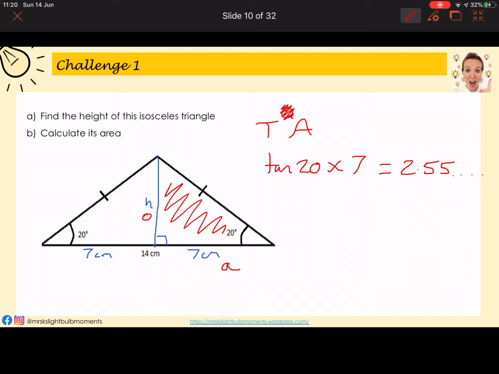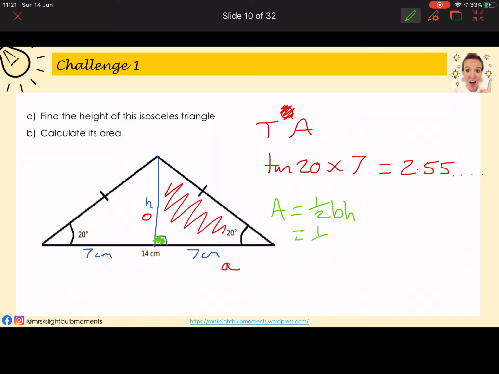Now we found the height, so we've done part A. Part B, I'm just going to change my colour here so you can see, we've got to calculate the area. Now area of a triangle equals half base times height. We can do this as long as we've got the perpendicular height, so it's important to have that right angle there. Otherwise you'd have to use the sine rule for area, okay, and do it that way. But we've got enough information to do this way.